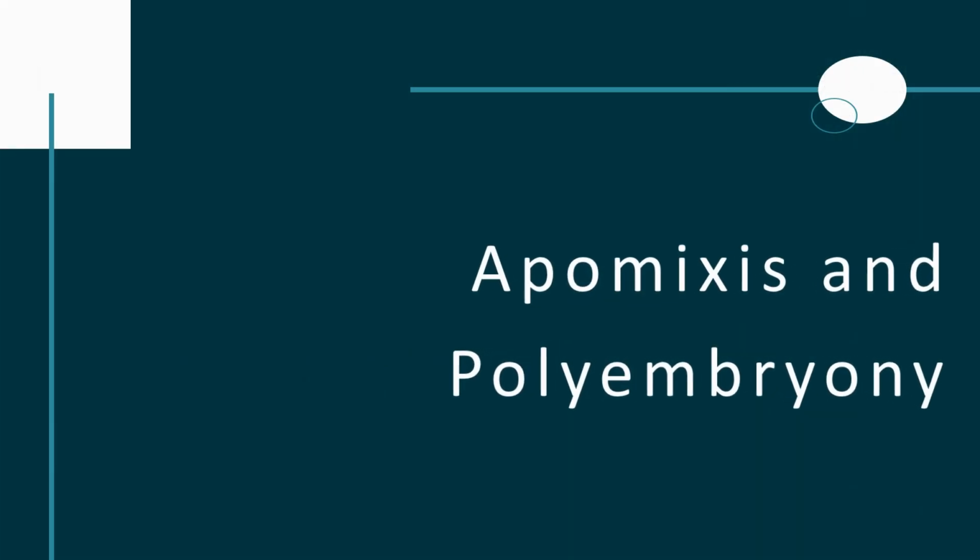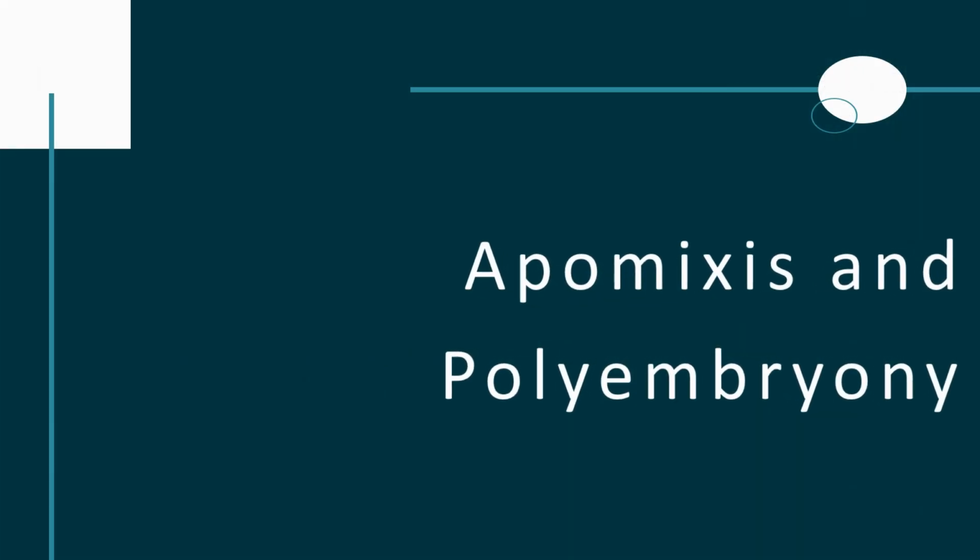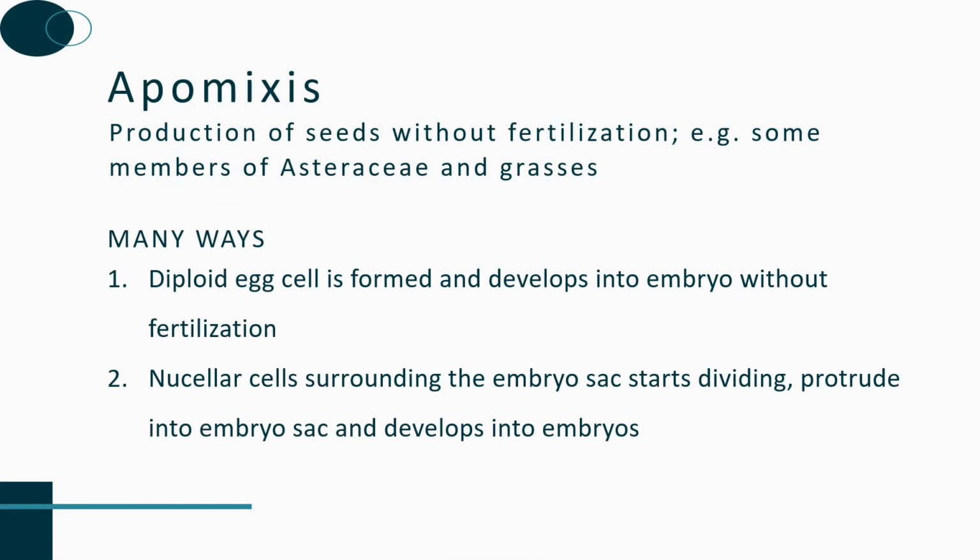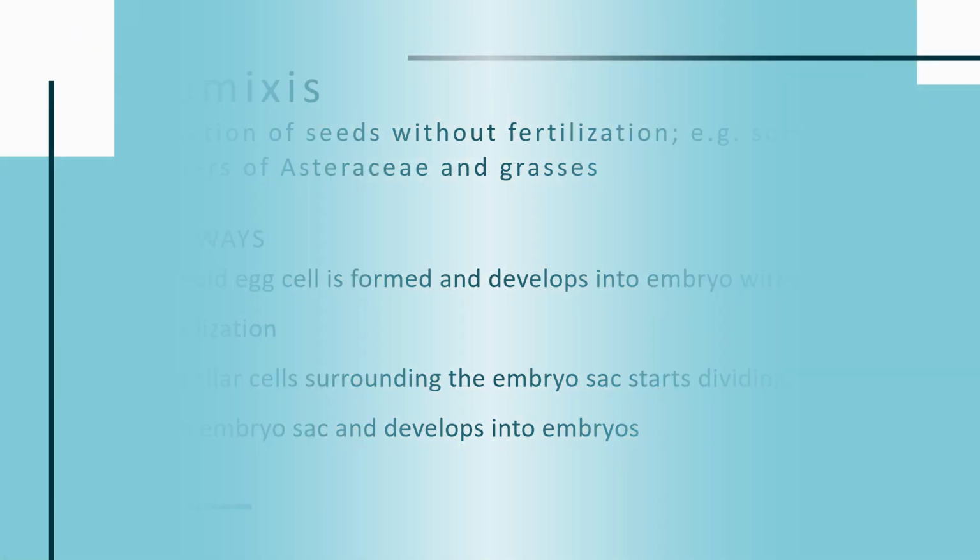There are two more terms to discuss: apomixis and polyembryony. Apomixis is a form of asexual reproduction that mimics sexual reproduction, and seeds are produced without fertilization. This is observed in some members of Asteraceae and grasses. There are many ways to achieve this. A diploid egg cell can develop into an embryo without getting fertilized, or the nucellar cells surrounding the embryo sac can start dividing and protrude into the embryo sac and develop into embryos.